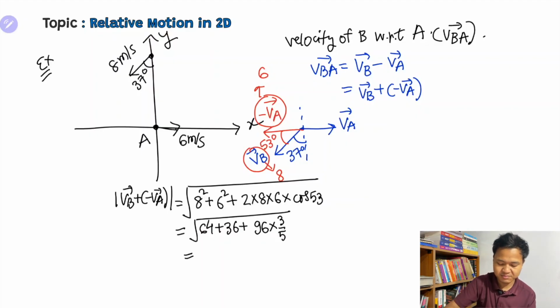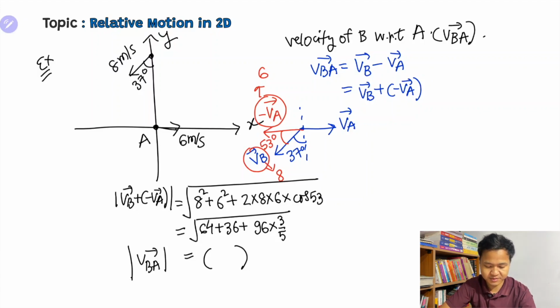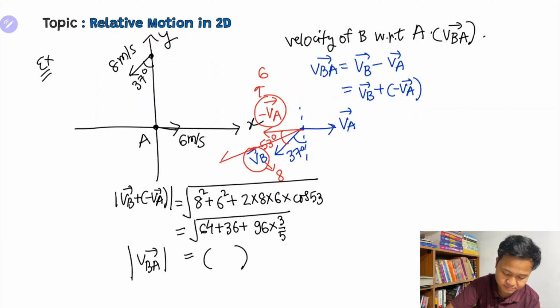Okay, so some value will come out. Now the way to do this is important. Okay, the concept is important. Whatever answer you got here, this is your velocity of B with respect to A, the magnitude. So that resultant is along the side.